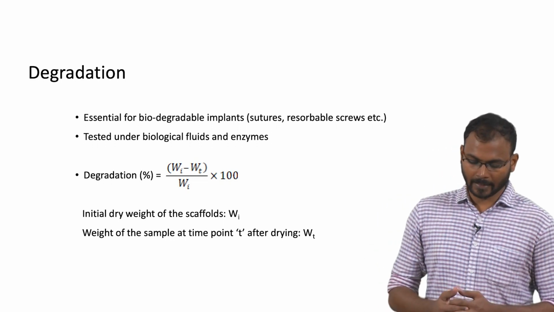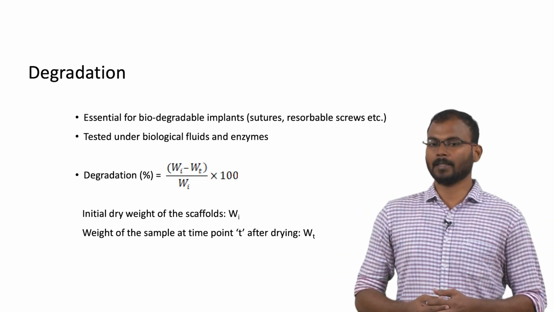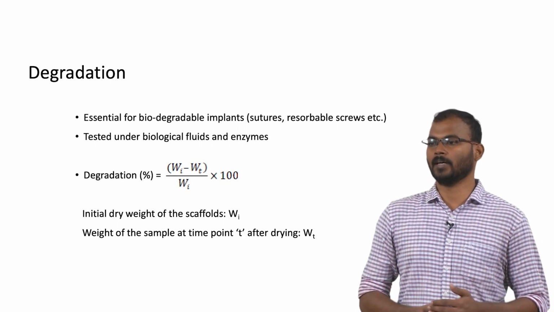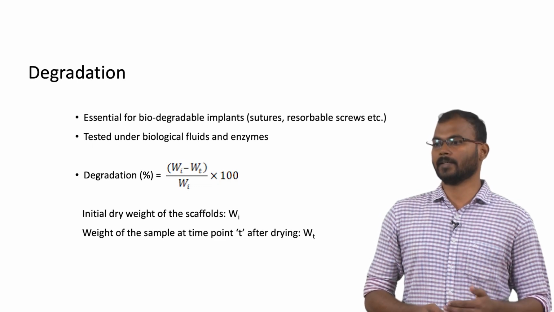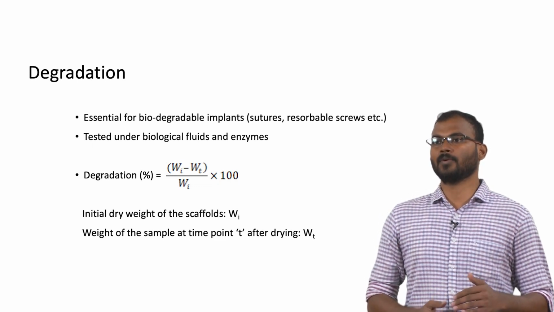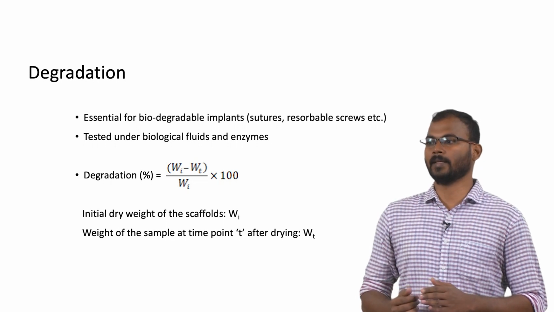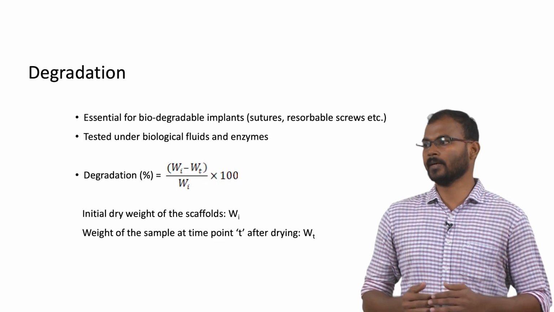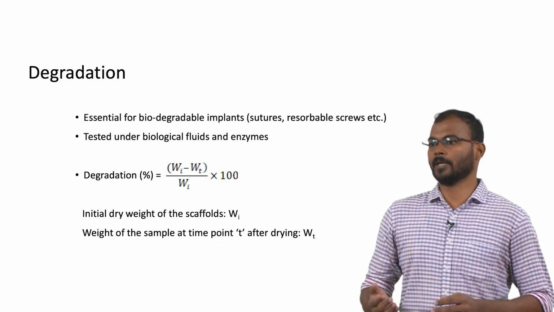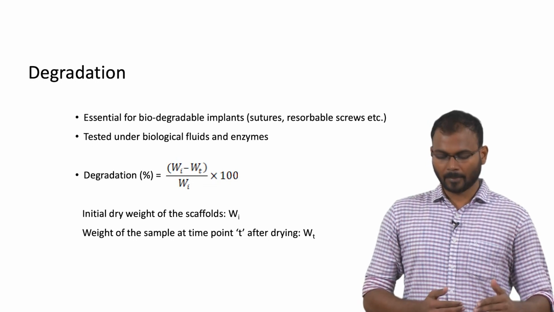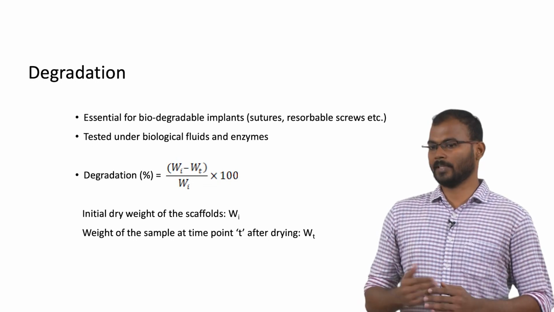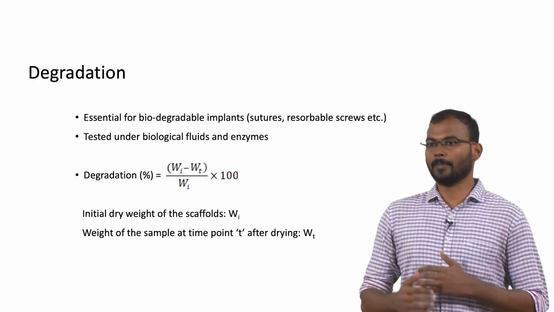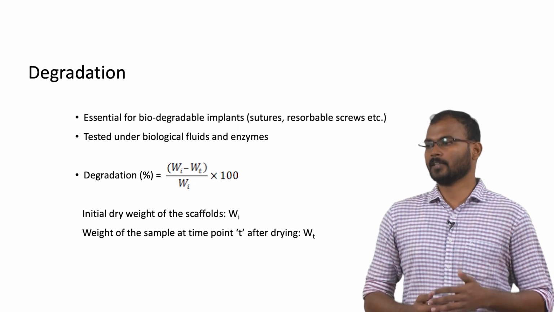So, the biodegradation is calculated by the initial weight minus the final weight after it is degraded. This will help you understand how long a material takes to degrade. So, based on that you can design them. If you want your material to be degraded within a week or within a month, then complete degradation should occur within that time. The final value will be around 0, so that it is completely replaced by the natural tissue.